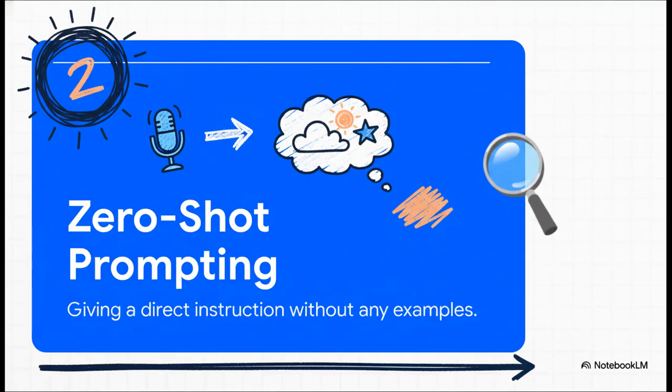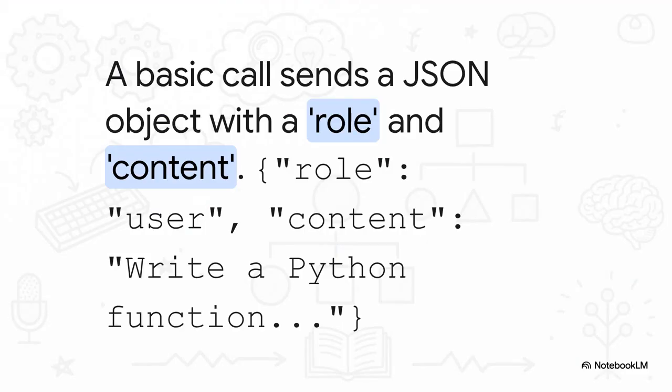We all start here, zero-shot prompting. It's pretty much what it sounds like. You just ask for what you want. No examples, no special instructions. It's the most basic way to interact, and it's our baseline. And if you're a dev, hitting an API directly, this is what's happening under the hood. You're just sending a simple JSON object with the user role and your content. It's a perfectly fine starting point, but trust me, we can do so much better than this.